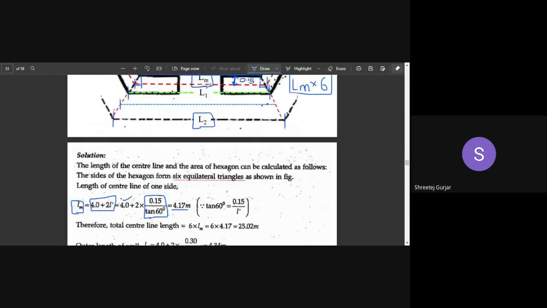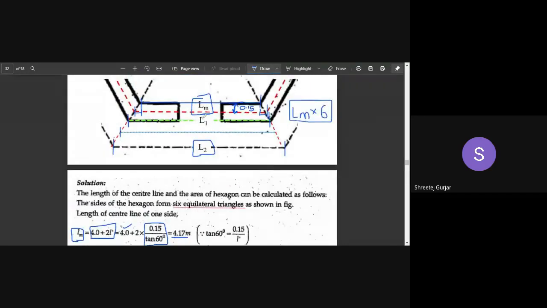So if you multiply, you get the LM length. LM, the center line length, is 4.17. I've told you the total center line length will be number of sides into LM. Number of sides is 6 because it is a hexagon, right? So 6 into 4.17 is the total center line length, which we have got as 25.02.